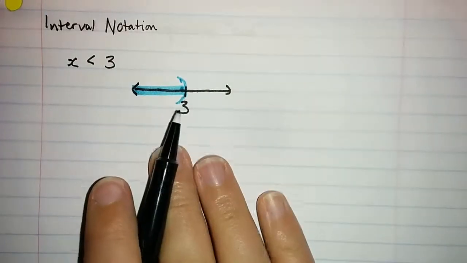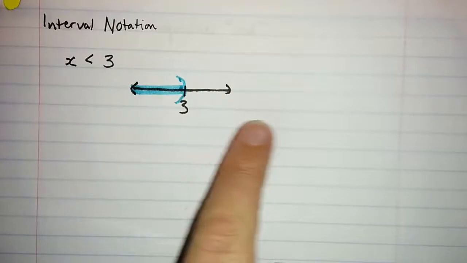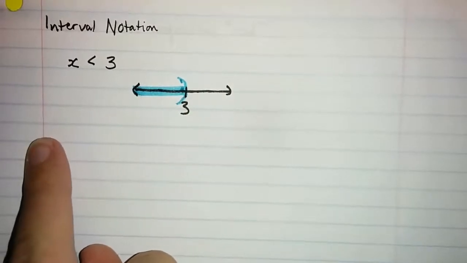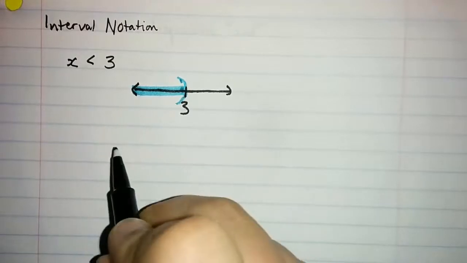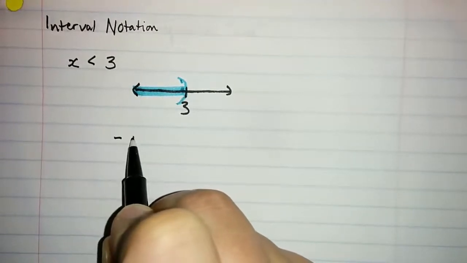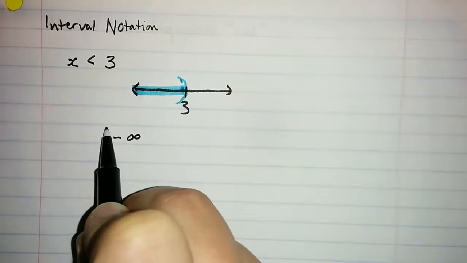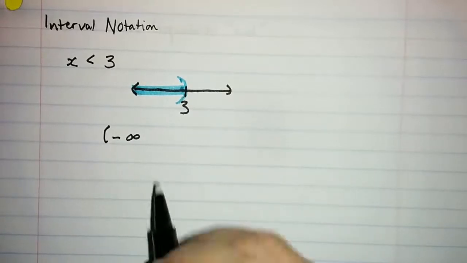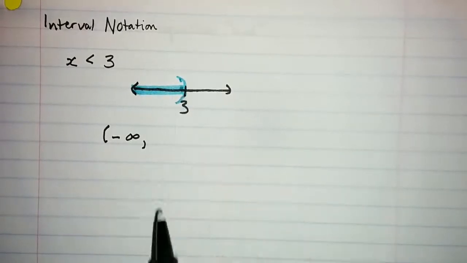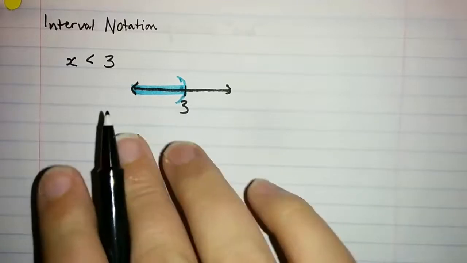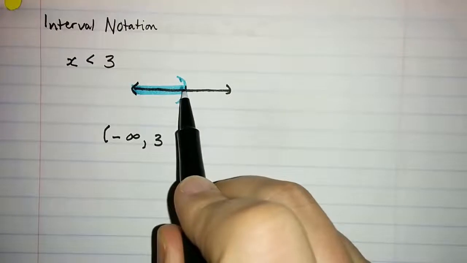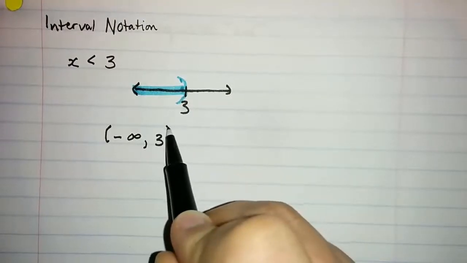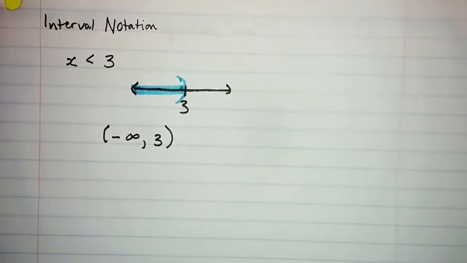In interval notation, then, we look at this picture and we say, where's the left end of the shaded part? If there's no left end, as in this case, we write negative infinity, which always gets a round bracket, up to where's the right end? I see 3, which I see a round bracket in the number line. I have a round bracket at 3.